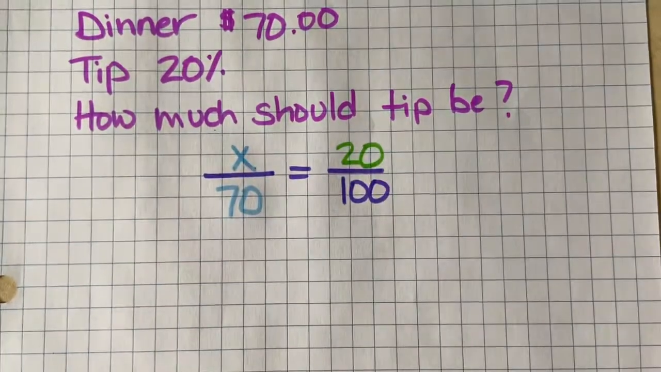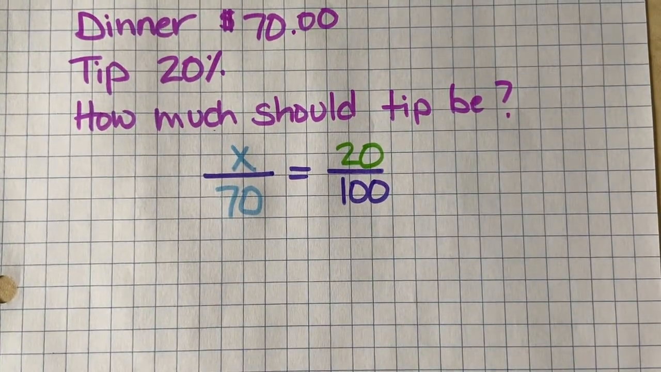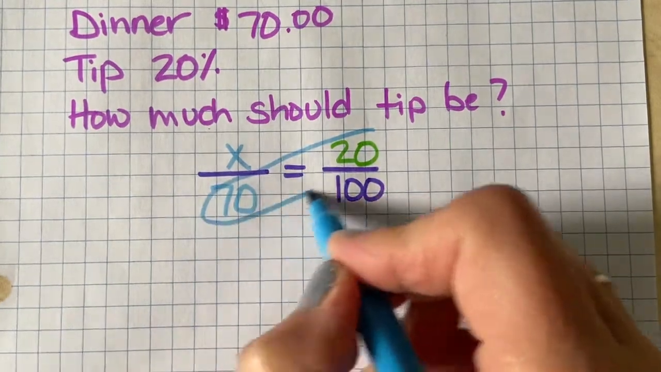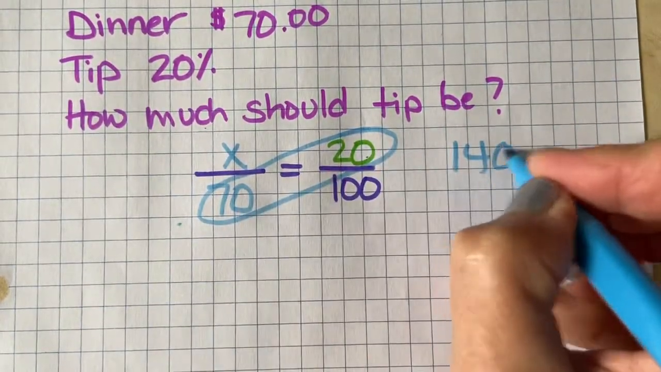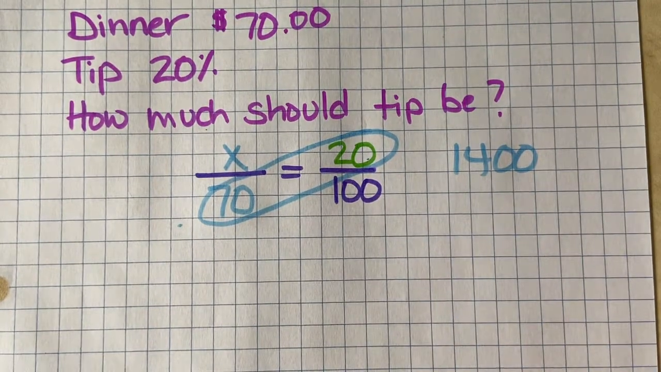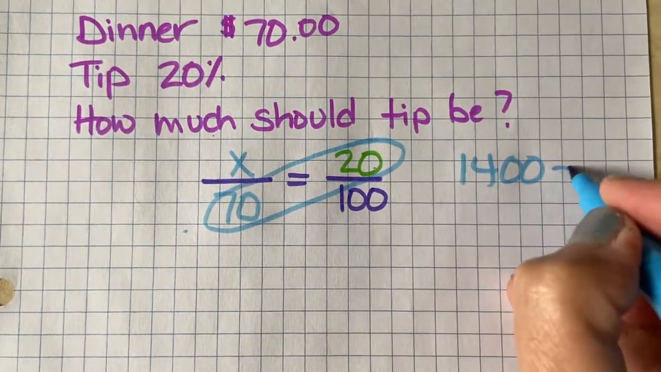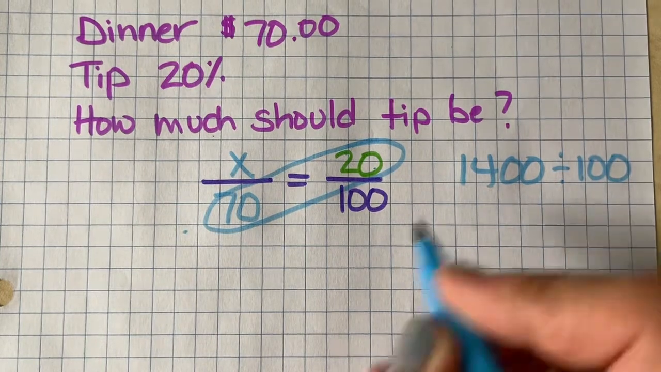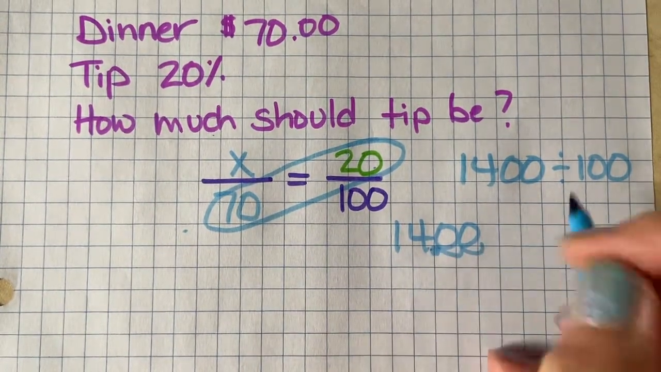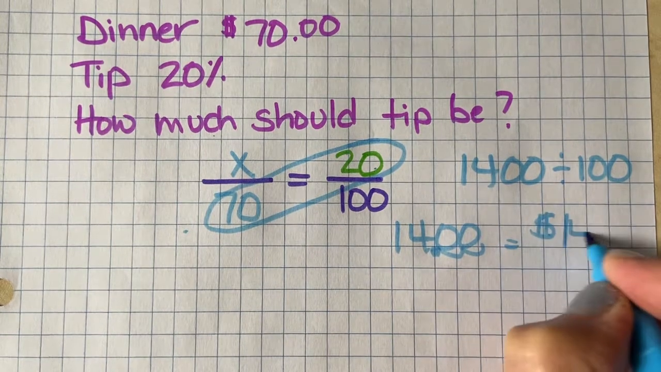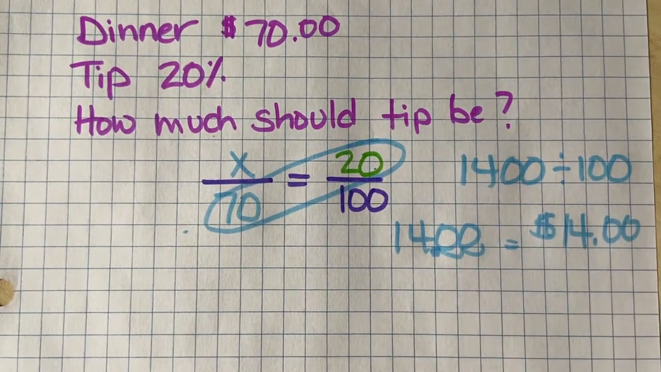I want to know how much should I tip, okay? So if I do it that way, I would do 20 times 70. 2 times 7 is 14, 0, 0. I'm not going to leave $1,400. I'm not that generous because I need to divide by 100, which means I take that 14 and move it 2 places. So I'm going to leave a $14 tip on a $70 bill.